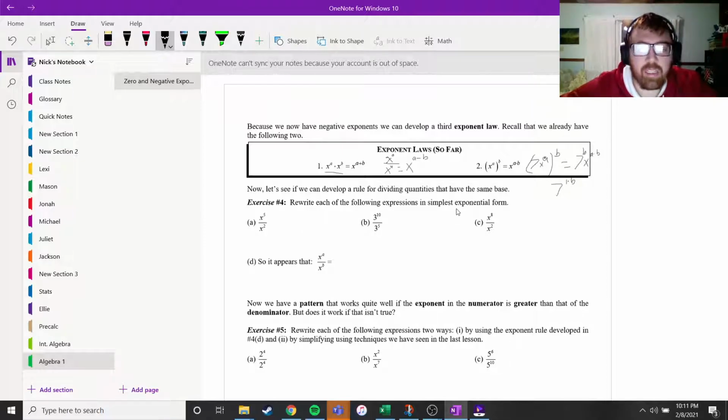All right, rewrite each expression in its simplest exponential form. So we have x to the 5th over x squared. We're going to subtract those, right? So it's x to the 5th minus 2, which is x to the 3rd. Here we're going to do the same thing. So it's 3 to the 10 minus 5, which is equal to 3 to the 5th.